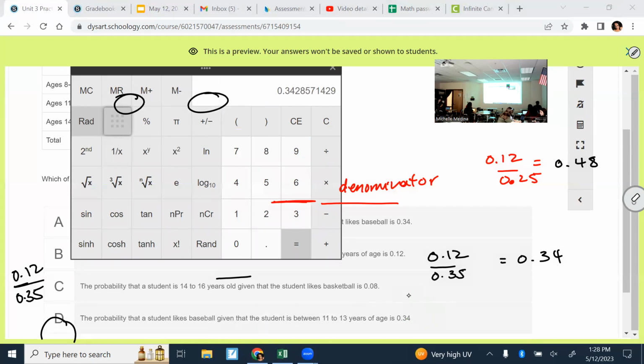So check all of them. Only one of them will be true for that one. And that's how you figure it out. So given that, whatever follows it is your denominator. Questions on that one? Questions on any others?